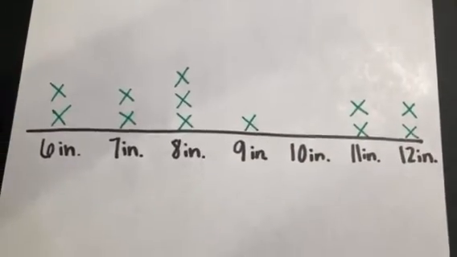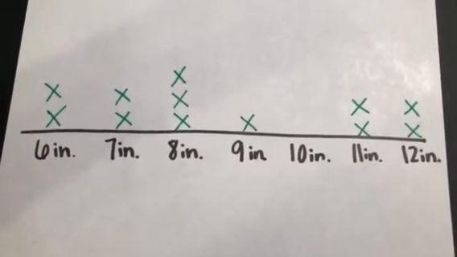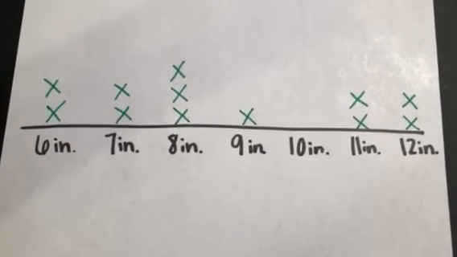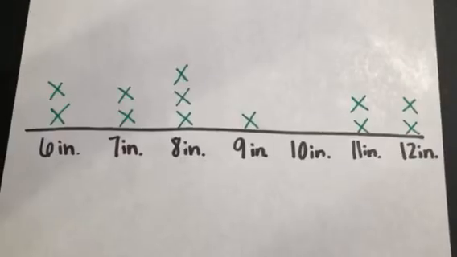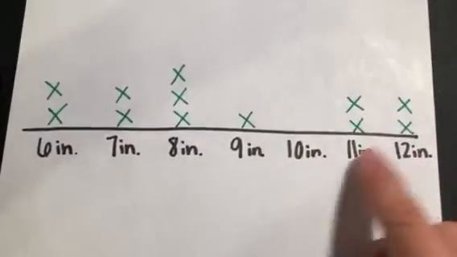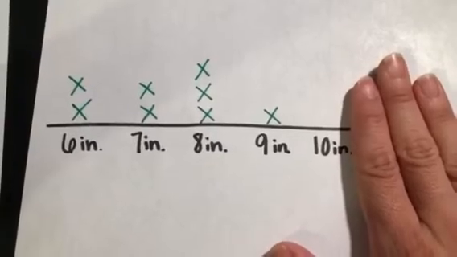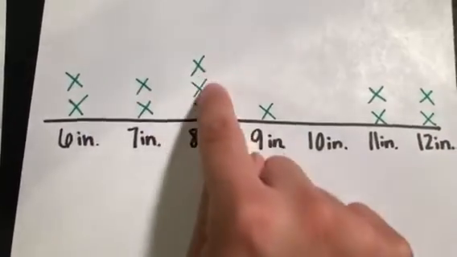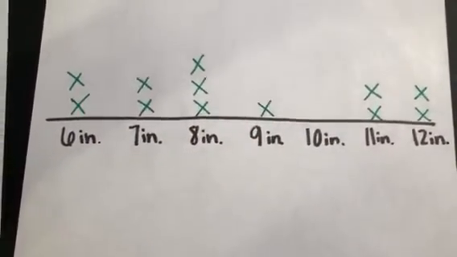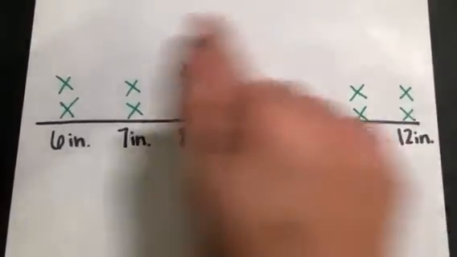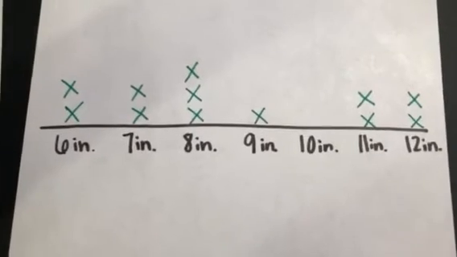Okay, my next question. How many boards were shorter than 11 inches? So these are not shorter than 11, but all of these are. 1, 2, 3, 4, 5, 6, 7, 8 boards. Awesome. My last question for you guys is, how many boards did I measure?